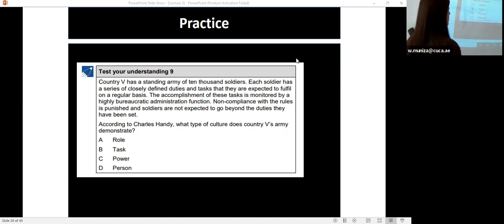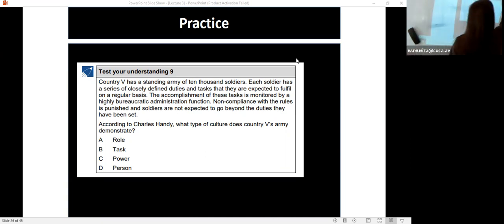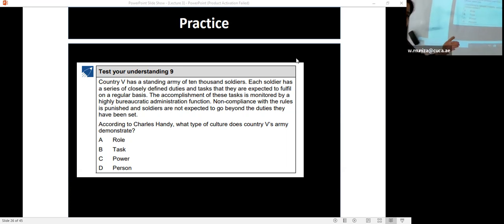So students, it looks like a machine bureaucracy. There are defined duties and tasks. The accomplishment of these tasks is monitored by a highly bureaucratic administration function. Non-compliance with the rules is punished, and the soldiers are not expected to go beyond what has been set. The focus is on job description. Whatever is being told to them, they have to follow. Beyond that, they are not allowed to do so. The focus is not on the task. The focus is on the rules and regulations given to them. It's a machine bureaucracy. So which kind of organization is this?